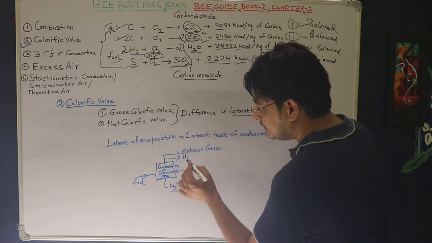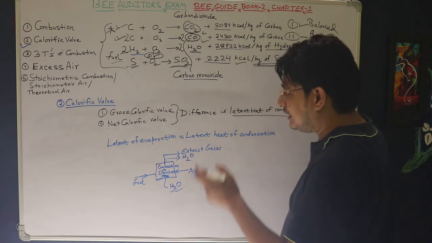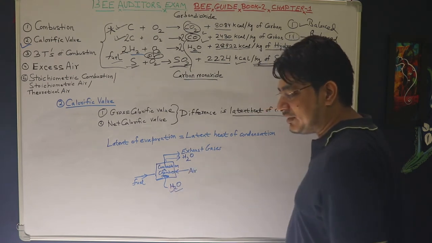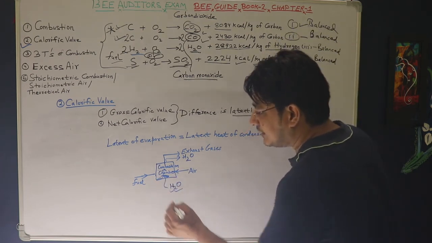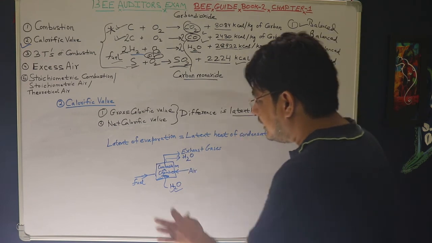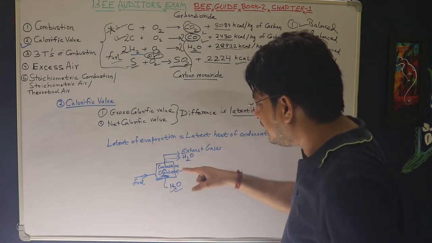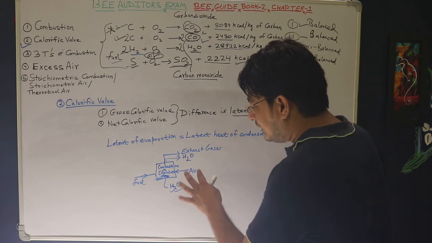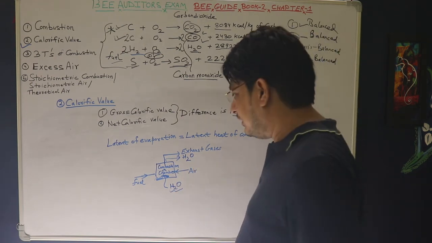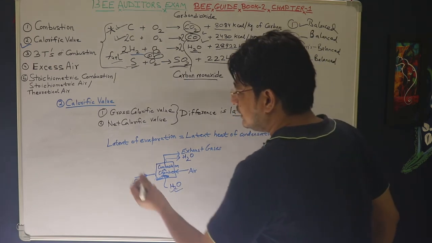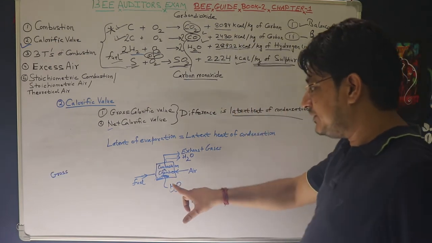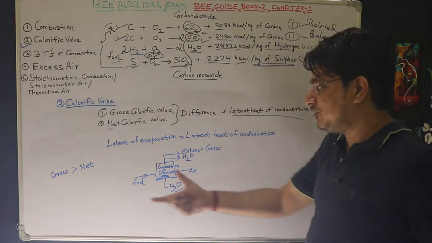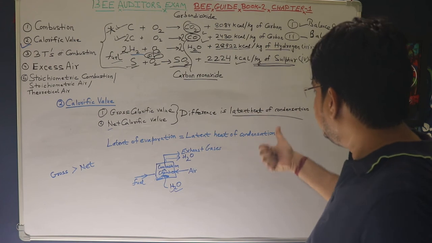If the water vapor which is produced leaves the combustion chamber along with the exhaust gas, then the latent heat of condensation that will be released while this water vapor is getting condensed will not be available here in the combustion chamber. If we calculate the calorific value on the assumption that the latent heat of condensation of this water is not available to us, the calorific value calculated is what is called net calorific value. From this explanation, one thing is also clear: gross calorific value must be greater than net calorific value. And what will be the difference? The difference is the latent heat of condensation.